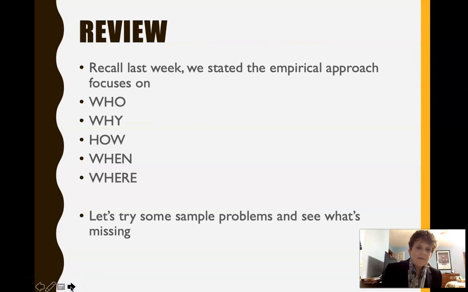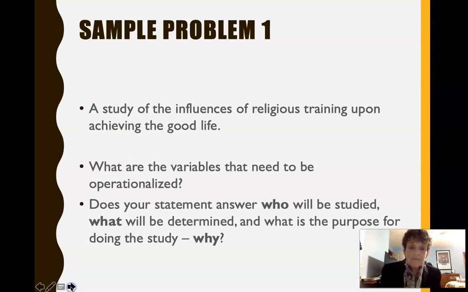So remember last week we talked about the empirical approach to research focuses on these, the who, the why, the how, the when, the where. And you have to have these things in your research goals so that it's very clear to the reader that they know exactly what it is you're trying to determine. So we're going to look at a few sample problems and try to see from the initial write-up what's missing and what we could do to make it better.